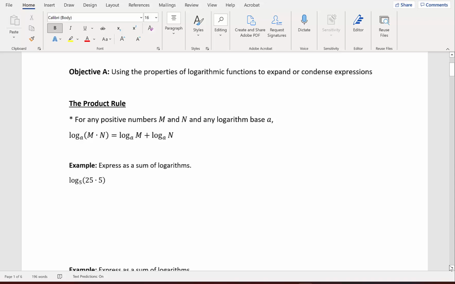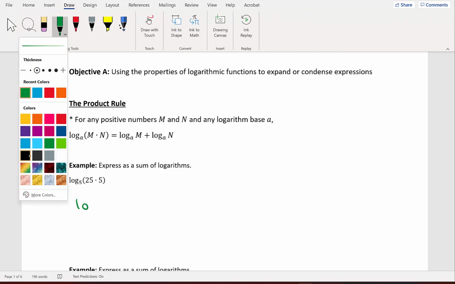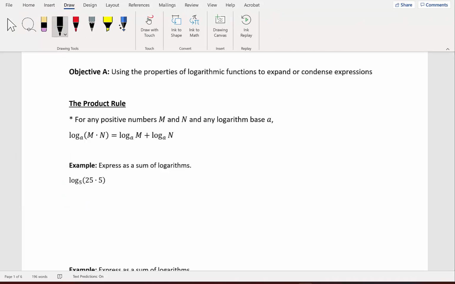Express as a sum of logarithms. So we have log base 5 of 25 times 5. So since we're multiplying within the log, I could expand this out with addition. So this becomes log base 5 of 25 plus log base 5 of 5. And now we just expanded that log out.